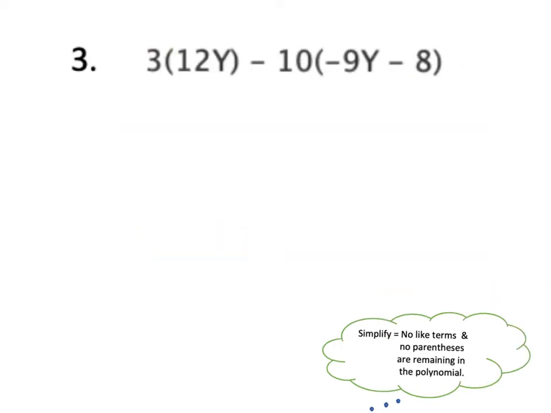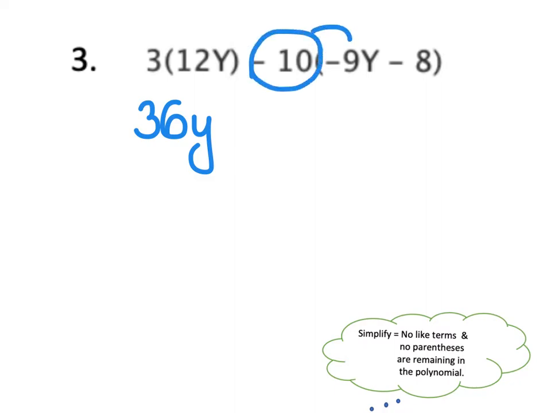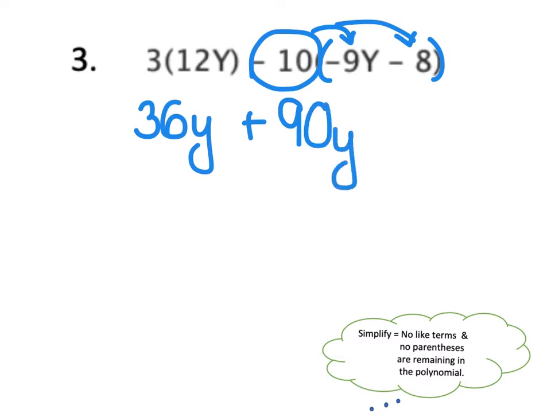All right, let's try 3. So I look for any multiplication, and I do have multiplication here. So 3 times 12y, well, that is 36y. Now, I've got negative 10 times, well, a binomial. So I need to take this negative 10 times both things in parentheses. Negative 10 times negative 9 is positive 90y. And then negative 10 times negative 8 is positive 80.